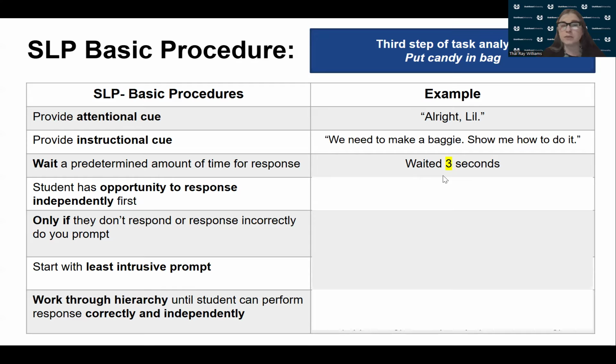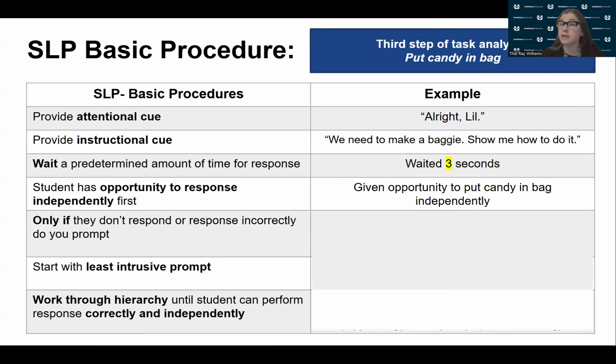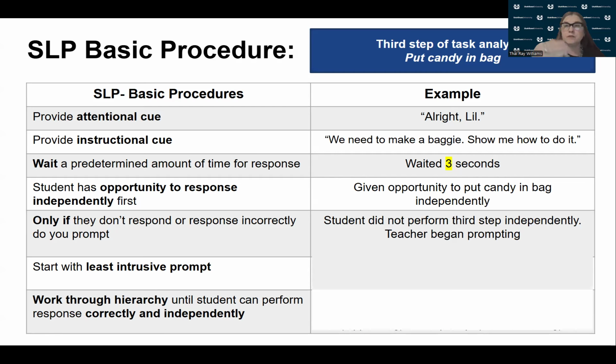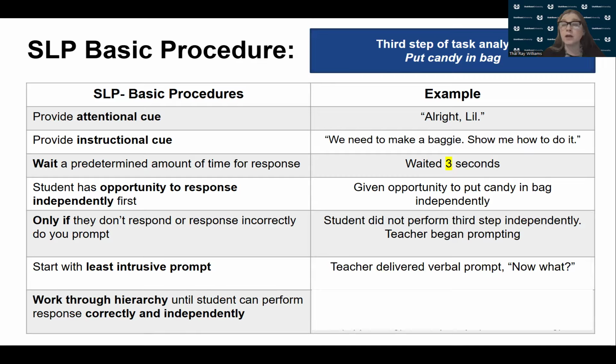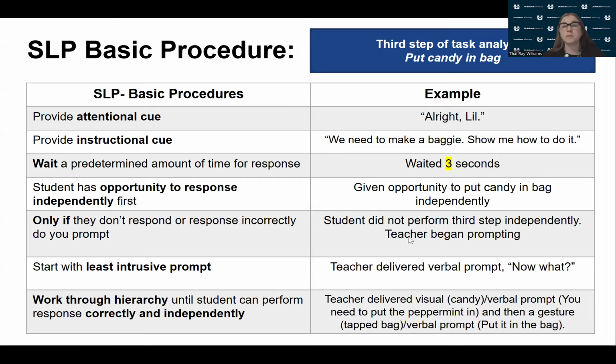Did the student have the opportunity to respond independently? Yes, she did have the opportunity to put the candy in the bag independently. The student did not perform the third step independently, so the teacher then began with the prompting. She then moved to the student's individualized prompting hierarchy, and she started with the least intrusive prompt. The teacher delivered an indirect verbal prompt by saying, now what? To give a hint to the student, like, what do you do next? And then she did work through the prompting hierarchy.